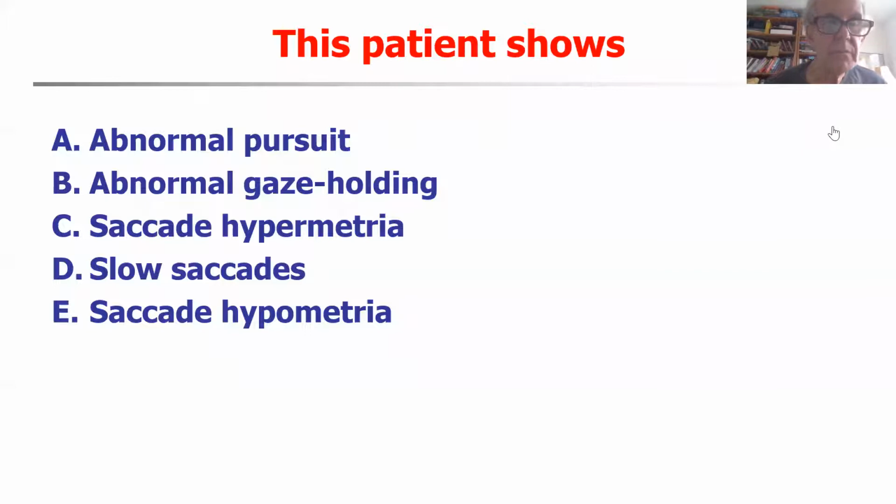Pursuit was not shown there, is actually somewhat impaired. The clear finding was abnormal gaze holding. Saccades were fast. They got her on target. She just couldn't hold gaze.